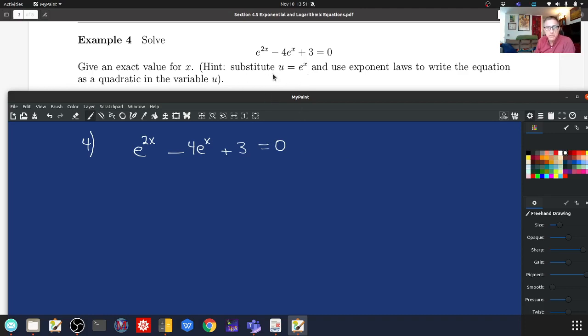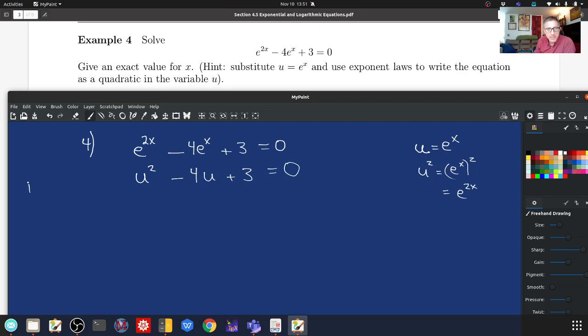So substitute. We're going to do a substitution. I'm going to introduce a variable u. I'm going to say u is equal to e to the x. That means u squared is equal to e to the x squared, which is equal to e to the 2x by well-known exponential laws. So that e to the 2x becomes u squared minus 4. e to the x is u plus 3 is equal to 0.